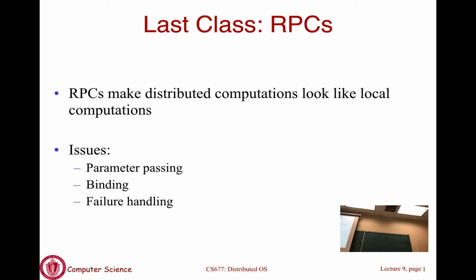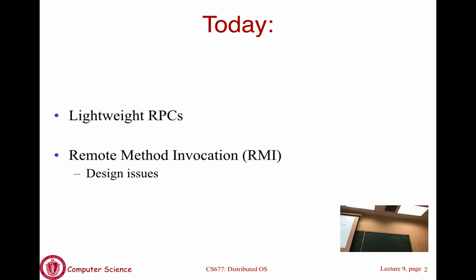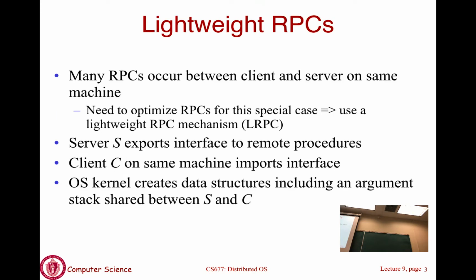We will continue from where we left off two classes ago when we were talking about remote procedure calls. Today we are going to talk about remote method invocations, but also talk a little bit about other specialized types of RPC call. Then we'll talk about RMIs, which are essentially RPCs in the Java world, and see some differences between the RPCs that we studied last time and RMIs. But let's first talk about other types of RPCs, starting with lightweight RPCs.